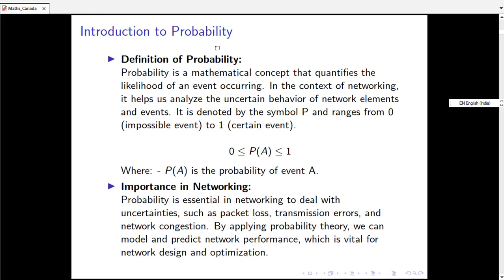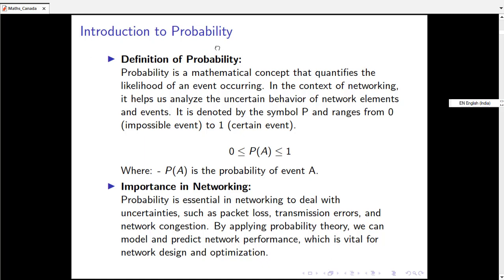Let's start with probability. Now, as the name suggests, probability means what could probably happen. It's a mathematical concept that signifies which event is to occur. Like in networking, the events are the failure of data, or whether some network elements will work well or not, whether the connection will be established or not. These are the various parts of probability, and basically probability is between 0 and 1.